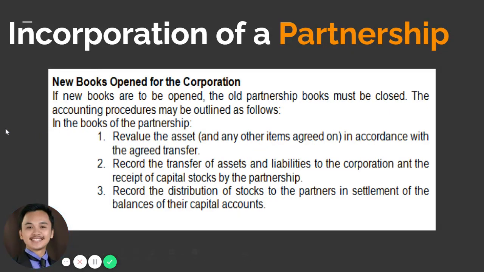And then, if new books are opened for the corporation, as I have mentioned earlier, we need to close the books of the partnership. The process includes, first, before closing, revalue the assets in accordance with the agreed transfer, record the transfer of assets and liabilities to the corporation and the receipt of capital stocks by the partnership, and record the distribution of stocks to the partners in settlement of the balances of their capital accounts.